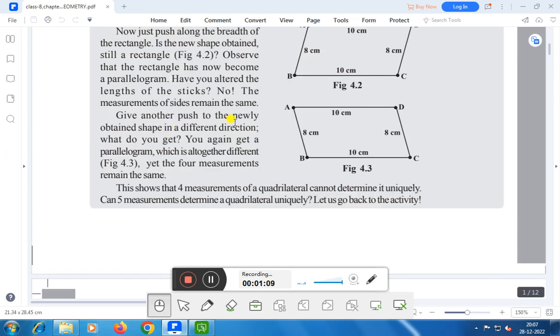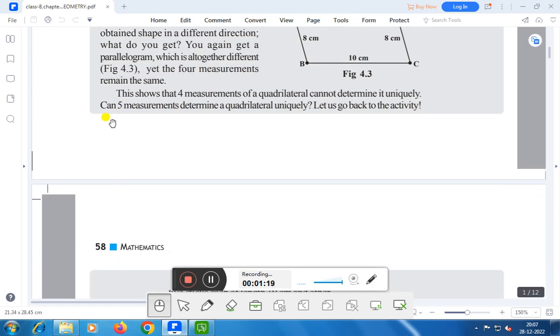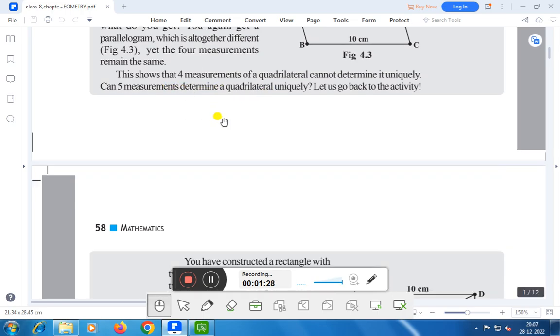Give another push to the newly obtained shape in a different direction. What do you get? You again get a parallelogram which is altogether different, yet the four measurements remain the same. This shows that four measurements of a quadrilateral cannot determine it uniquely. Can five measurements determine a quadrilateral uniquely? Let us go back to the activity.